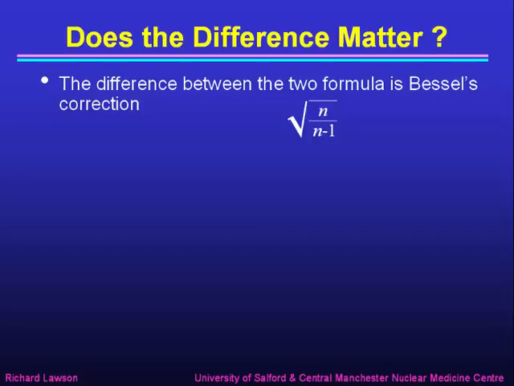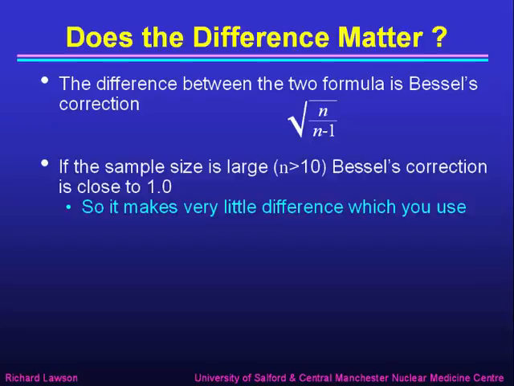Well, after all that, you may think, does it matter? Well, the difference between the two formulas is this Bessel's correction, the square root of n over n minus 1. If the sample size is large, for example if n is greater than 10, then Bessel's correction is fairly close to 1. In fact, if n is equal to 10, Bessel's correction is the square root of 10 over 9, which is 1.05, so it only makes a 5% difference.